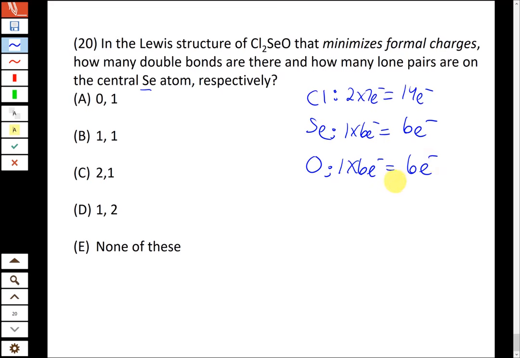So we need to draw a structure that has a total of 26 valence electrons, and we need to minimize the formal charges as the problem asks. So we put selenium at the center and surround it with the 3 outer atoms in whatever order we desire. The first thing we do is complete the octets on the outer atoms.